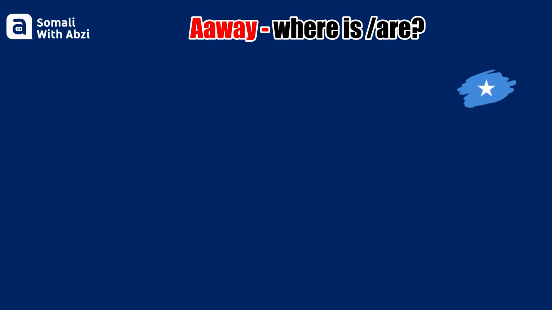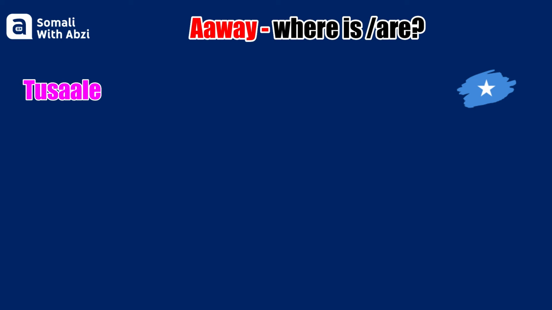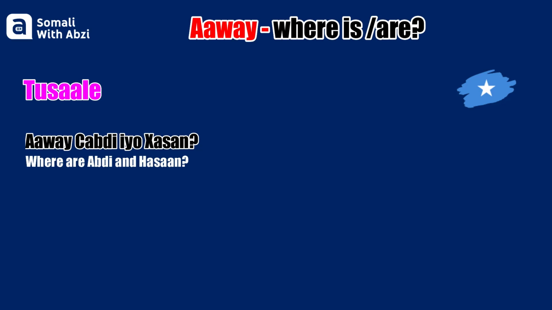We use Aaway to say where is in Somali. Aaway Abdi iyo Hassan. Where are Abdi and Hassan? Aaway buuggayga. Where is my book?